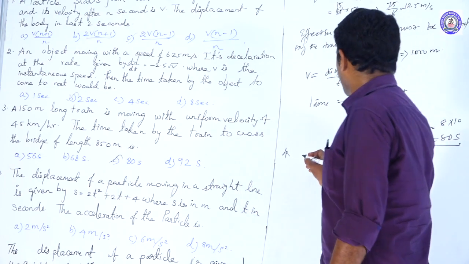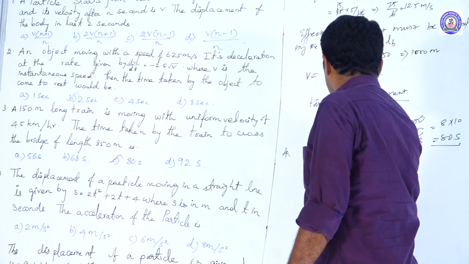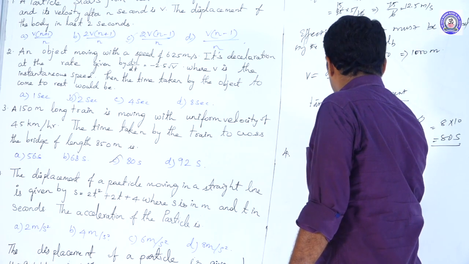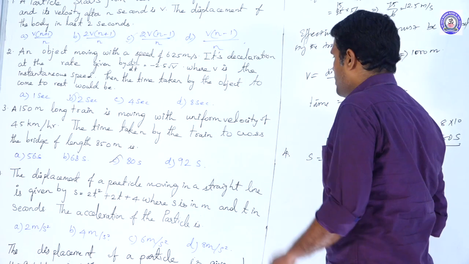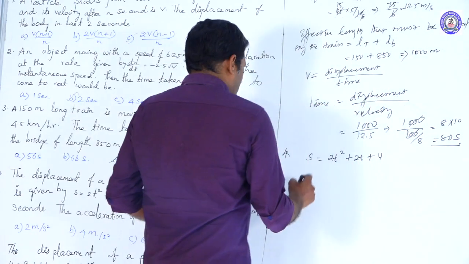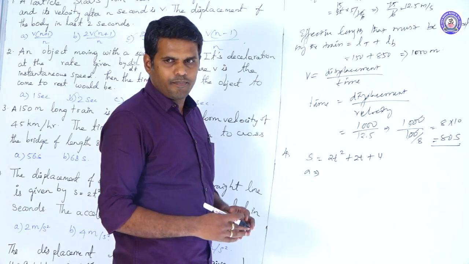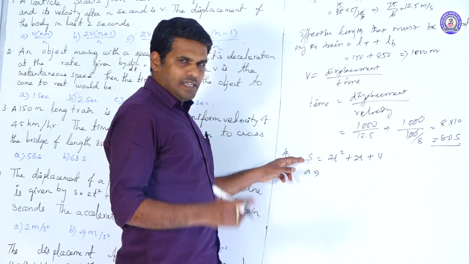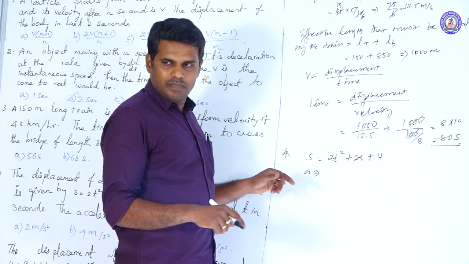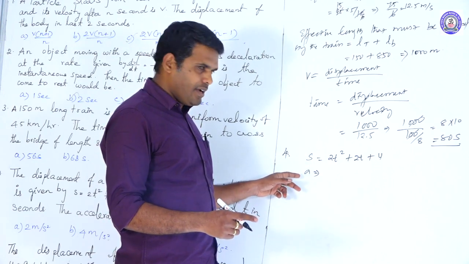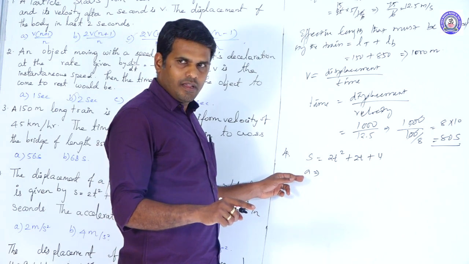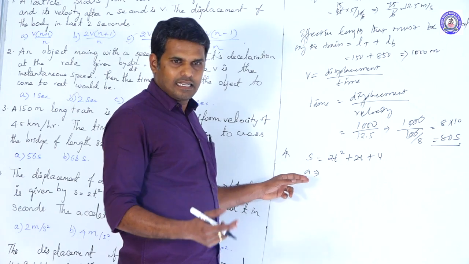Actually, if displacement is given, s equals 2t square plus 2t plus 4, then in order to calculate acceleration, we can go in 2 steps. The first derivative of displacement is velocity. The second derivative of displacement is acceleration. Or the first derivative of velocity is acceleration.